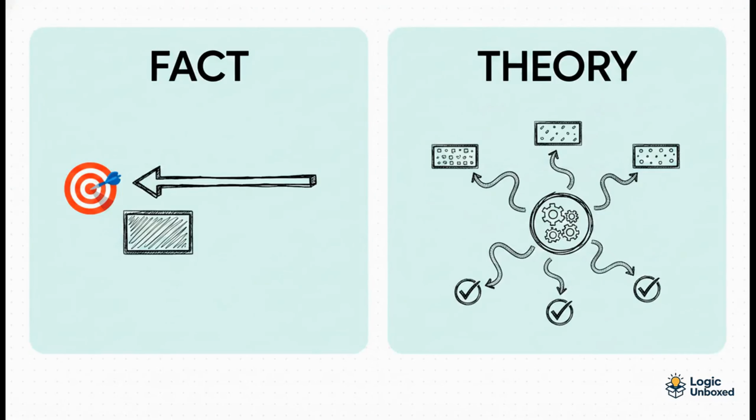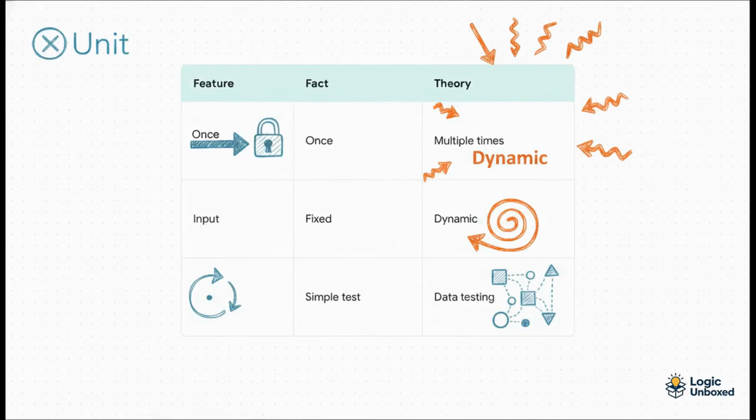At a super high level, the difference is pretty simple, right? A fact, well, it runs once. It's a one and done deal. A theory, though, that's your workhorse. It's designed to run over and over again with different data. You can think of it like this. A fact is like a sniper shot, testing one very specific thing. A theory is more like a machine gun, hitting your code with everything you've got to make sure it can handle the pressure.